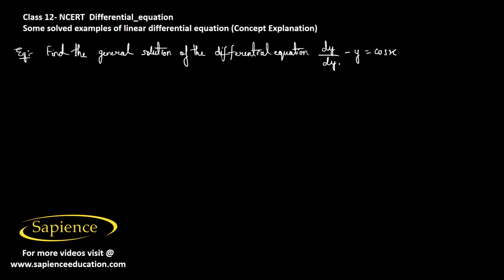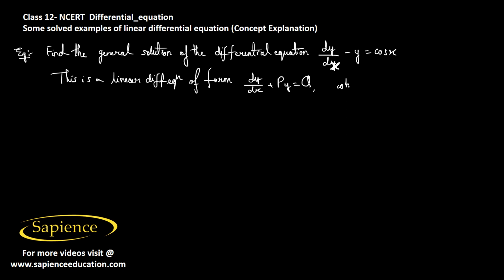So here we can say that it is obviously in the form of a linear differential equation. So this is a linear differential equation of the form dy by dx plus py equals q, where p and q are functions of x. So here p is nothing but -1 and q is cos x.